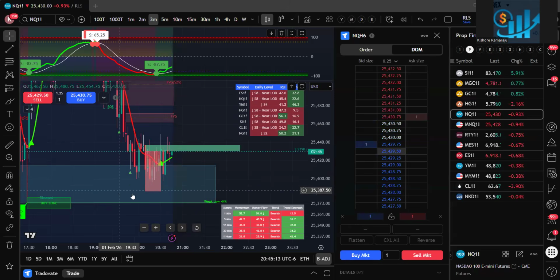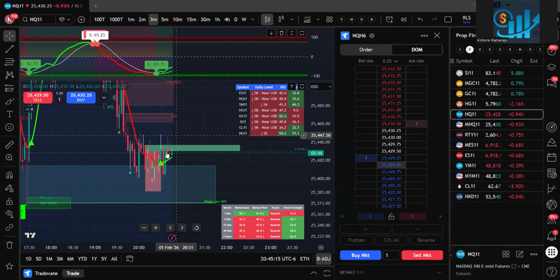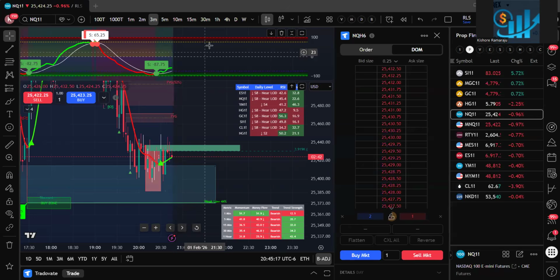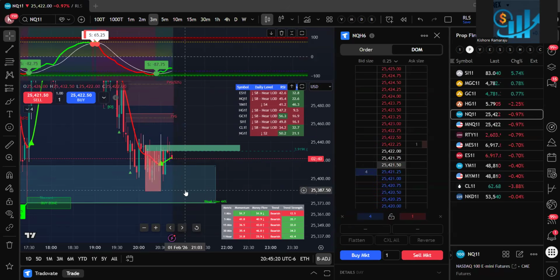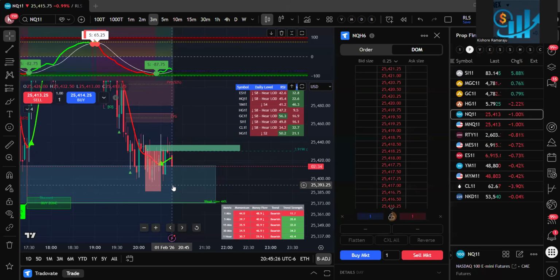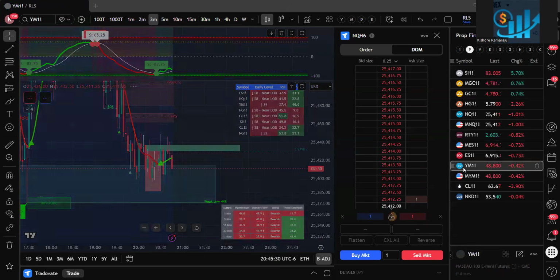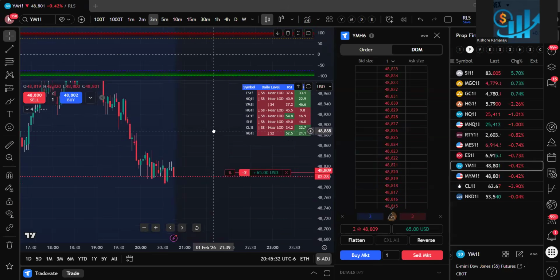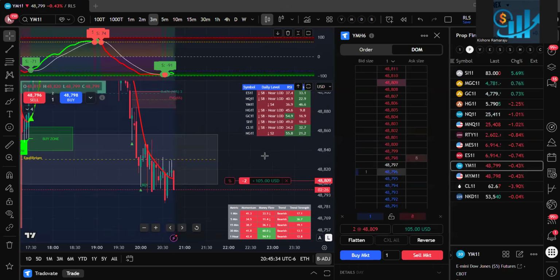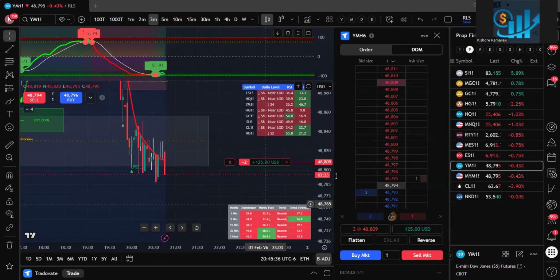So now it came to the discount. If we get a reversal, NQ may go up. But as of now, we are still waiting until you get a reversal. Don't try to go long. YM made some $65, $70, $100, $125.